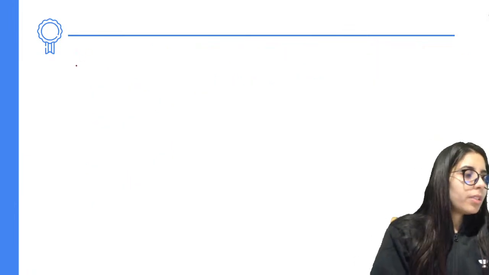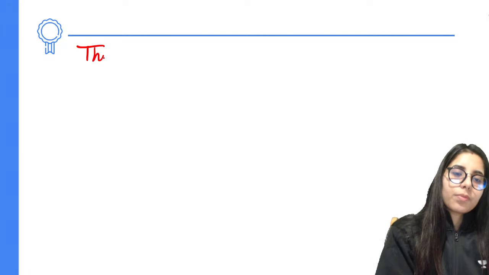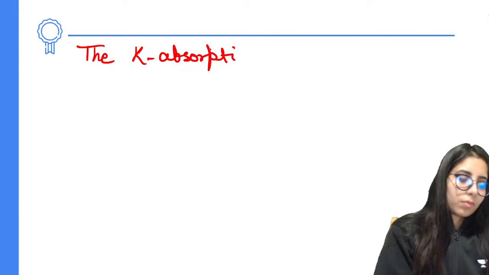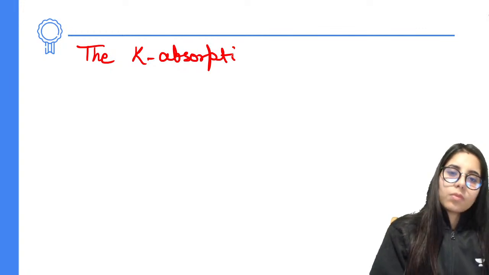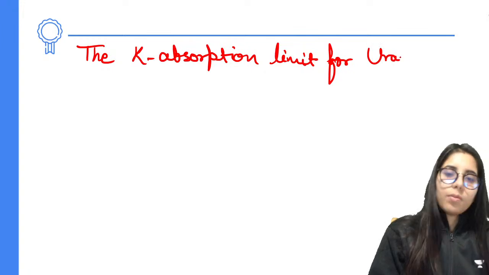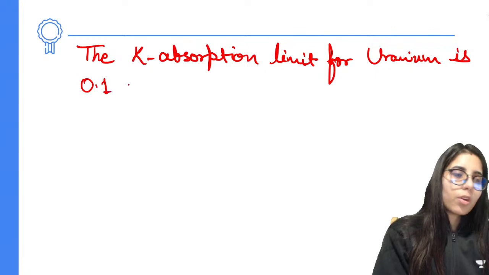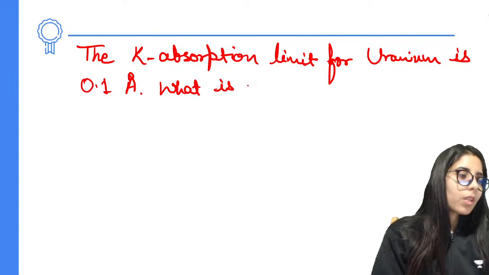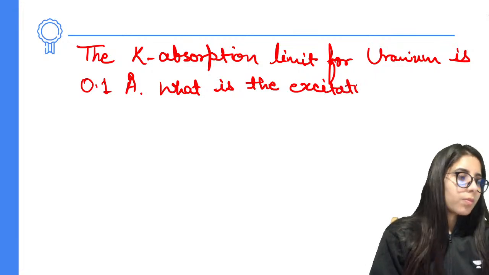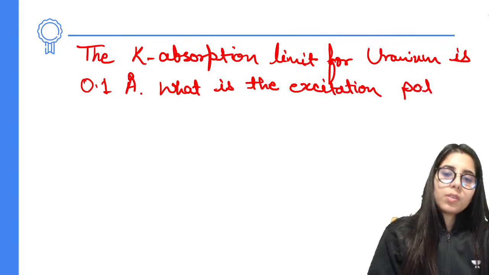The K absorption limit for uranium is 0.1 angstrom. What is the excitation potential?